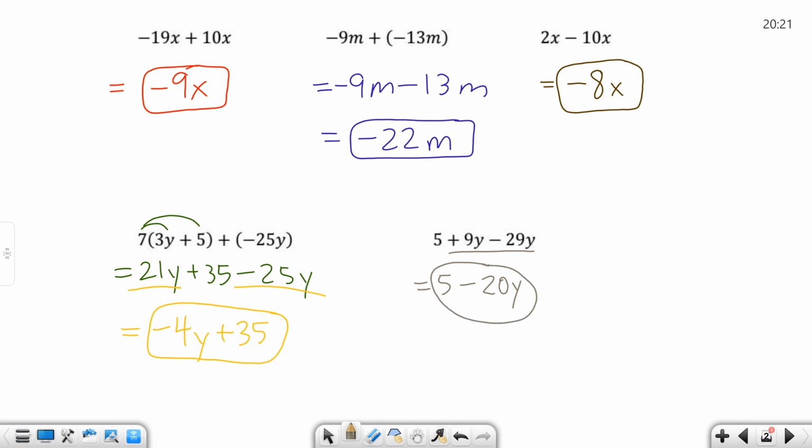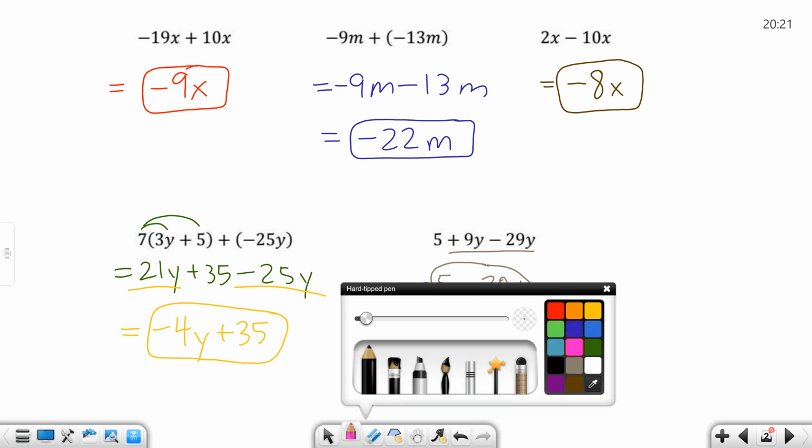So 5 minus 20y. And again, if your instructor, teacher, professor wants that in descending order, or if the book says it, then you just turn it around. The negative goes with the 20y and the 5 is positive. Those are the same answer there.